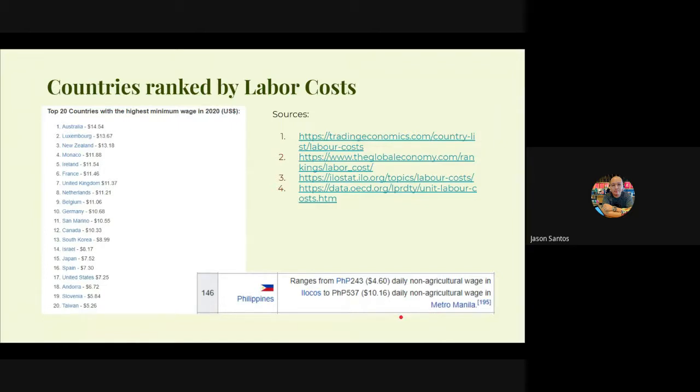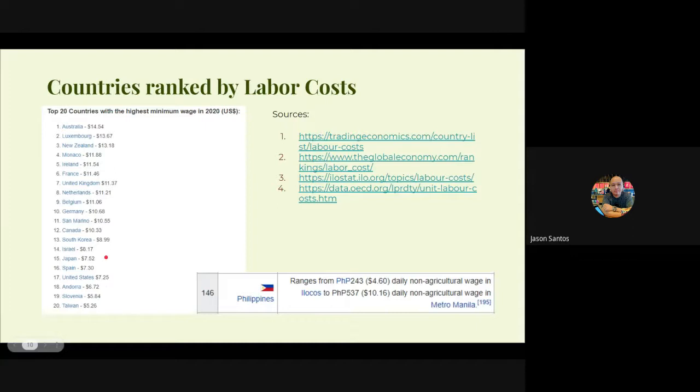Tayo daw ay from 4 for non-agricultural wage in Ilocos and then 10 if in Metro Manila. So dito tayo nagfo-fall, okay na rin naman. Ka-level natin yung Germany, Canada, San Marino, so on and so forth. Okay. And we're talking of minimum wage. Kasi baka sabihin nyo, ay, sobrang taas pala ng sahod natin dito. Not necessarily. Minimum wage yung pinag-uusapan natin. Yung variance niyan from lowest to highest, ibang usapan yun.